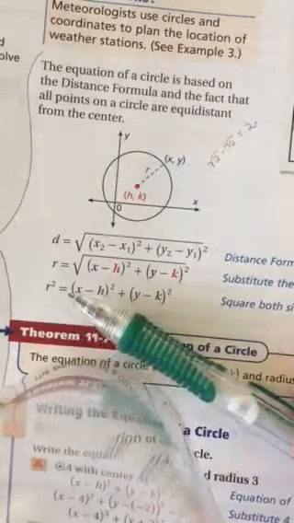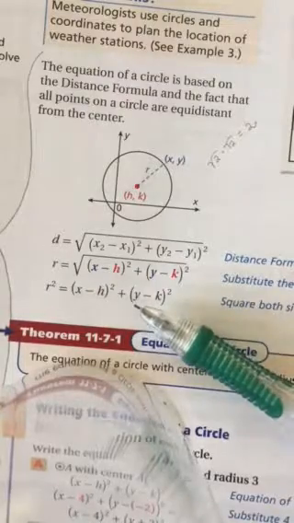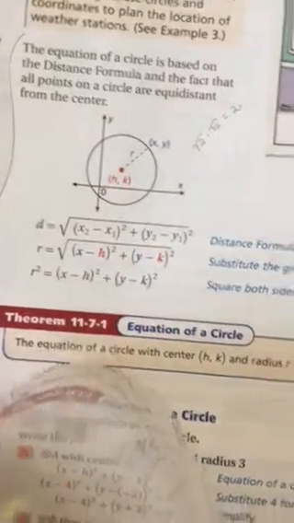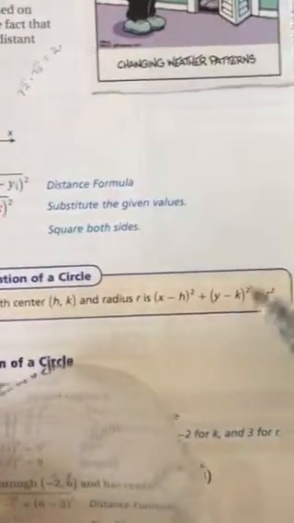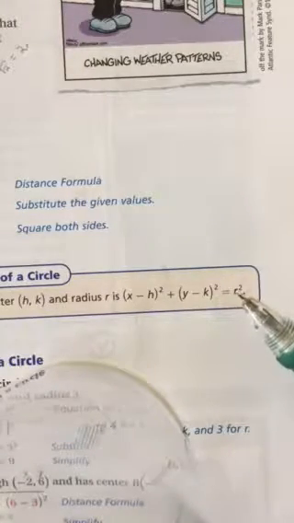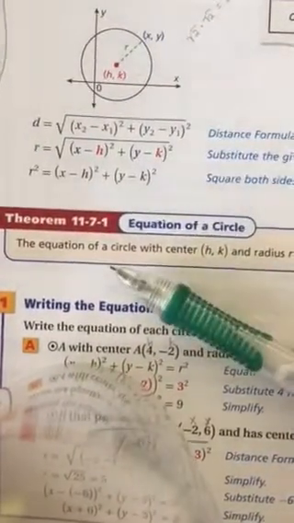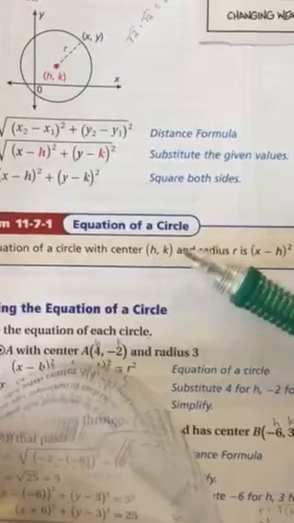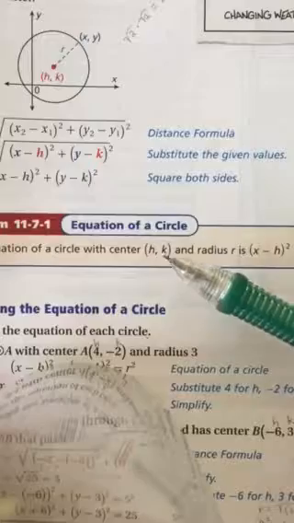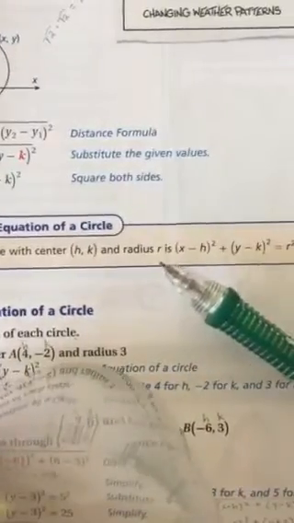It's r squared equals x minus h squared plus y minus k squared, except that you will often see the r squared on the other side of the equation, as you do right here in theorem 11-7-1. So we have x minus h squared plus y minus k squared equals r squared. And what the equation of a circle theorem tells us is the equation of a circle with center h and k, remember that's just simply the x and y coordinate of where that center point is, except we call it h and k, and the radius r.